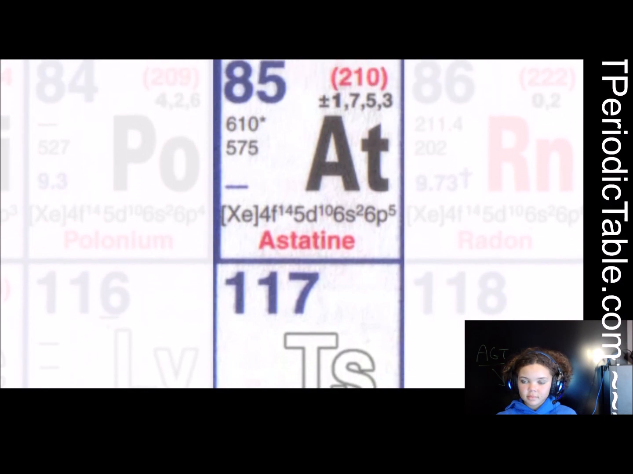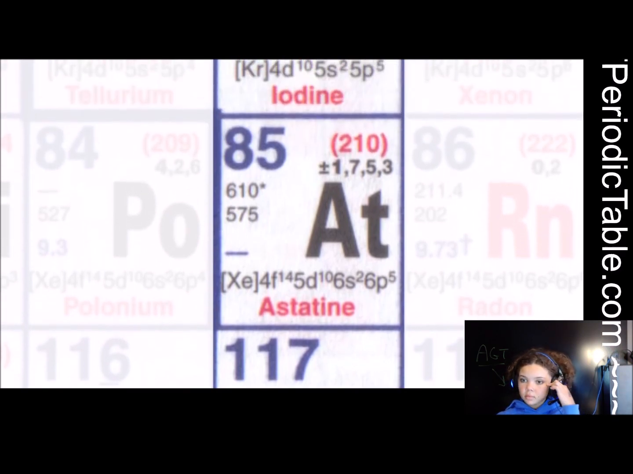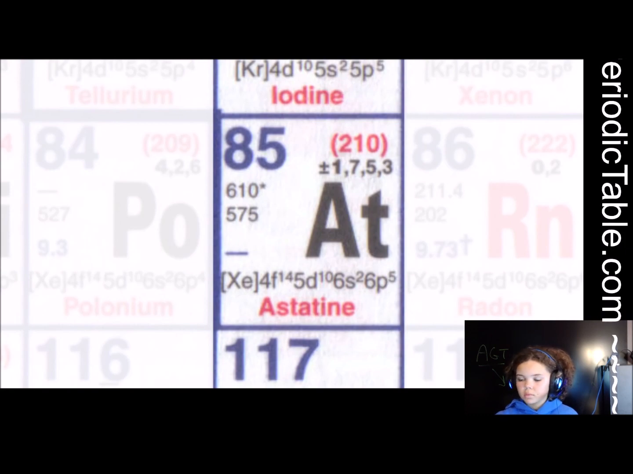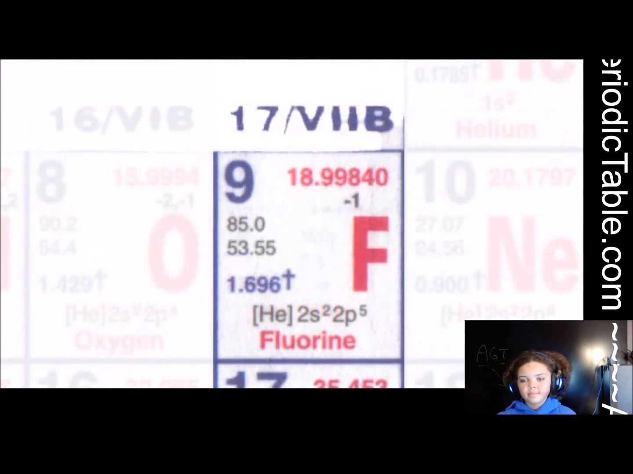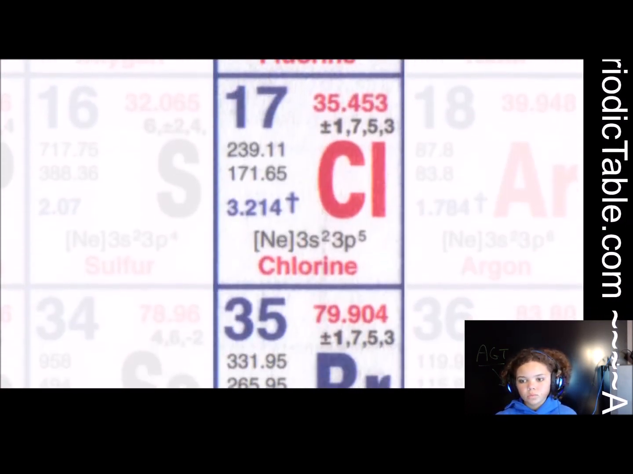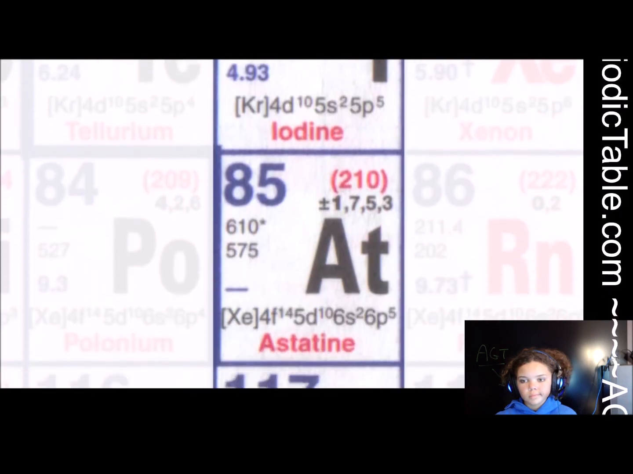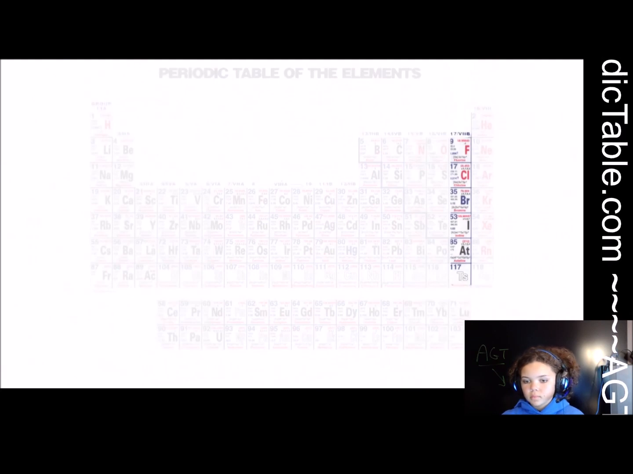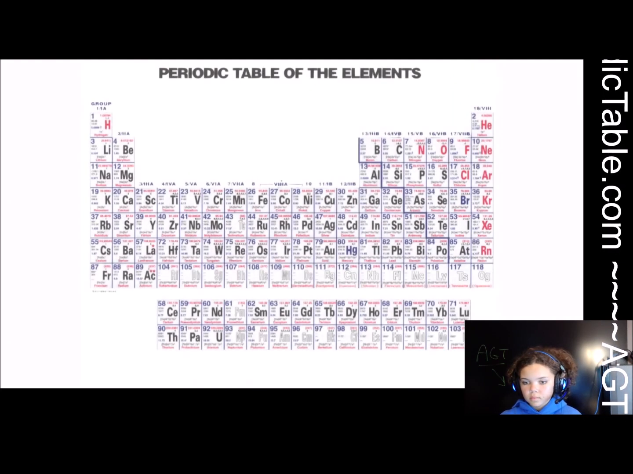But at the time it was discovered, it was the heaviest halogen. That is in the group that begins with fluorine and goes down chlorine, bromine, iodine, astatine. Astatine was known to be, or expected to be, really radioactive.